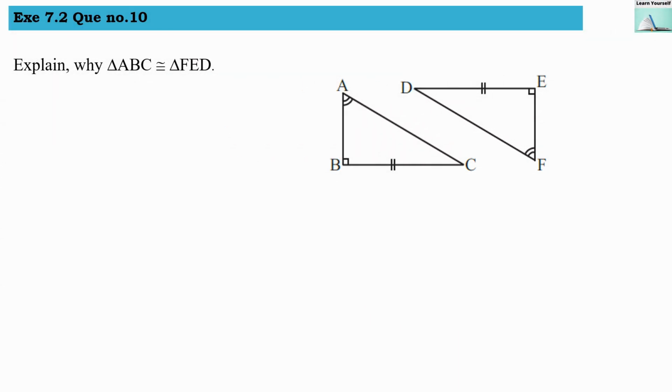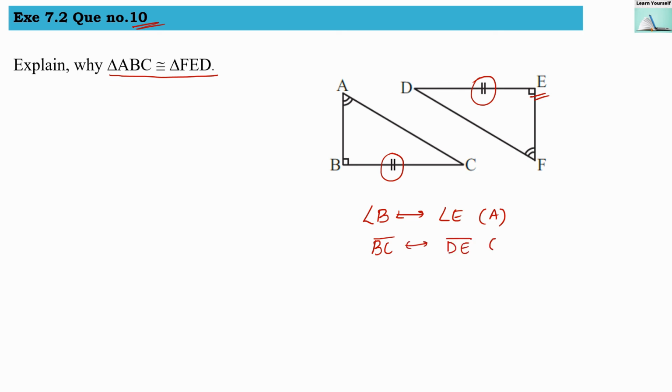Exercise 7.2, question number 10. Explain why triangle ABC is congruent to triangle FED. Now what all things they have given here? They have given that angle B is in congruence with angle E. So one angle we have here. Then one side, that BC side, is in congruence with DE side. So one side we have.